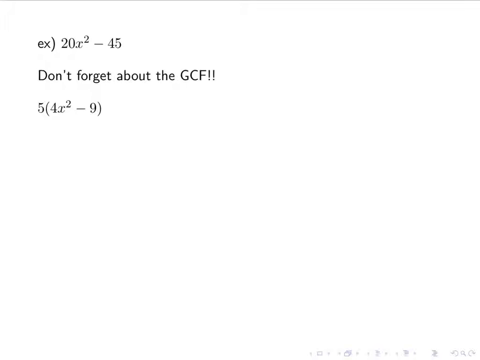So 20 and 45 have a 5 in common, so I'm going to factor out the 5. And I've still got two terms, but now both of those terms are squares. And I can factor them. 4x squared becomes 2x, 9 becomes 3. So I still have the 5 out front, and then I've got 2x plus 3, 2x minus 3.